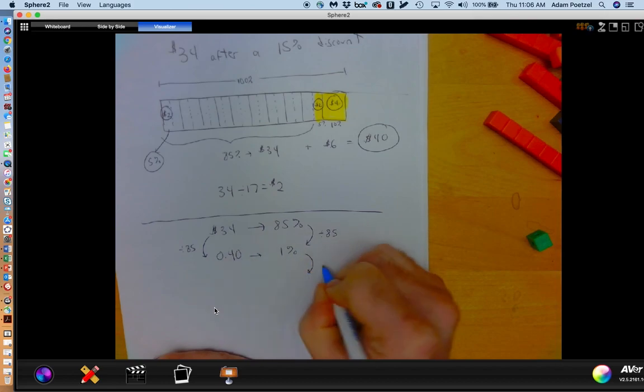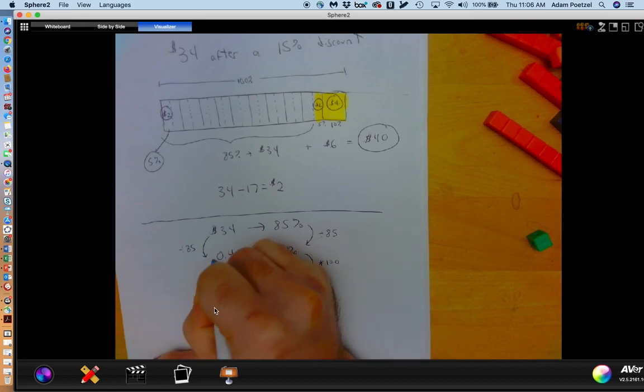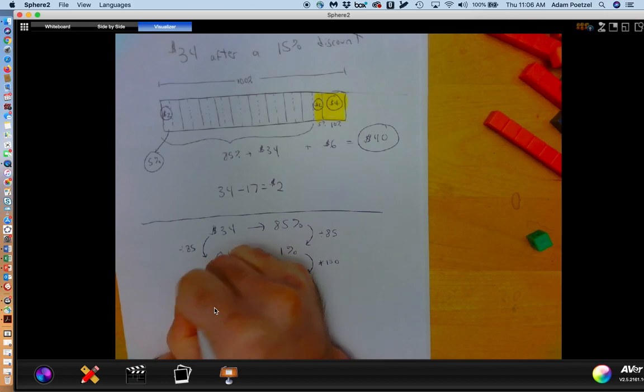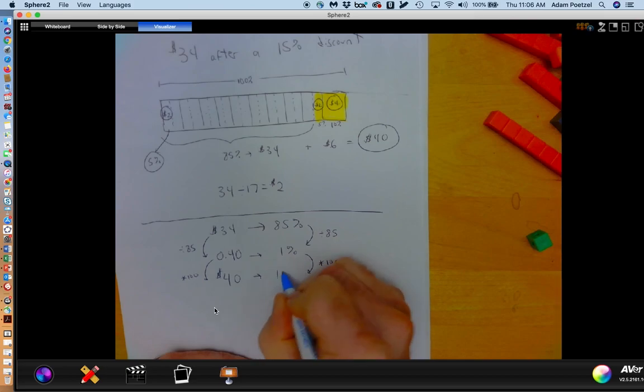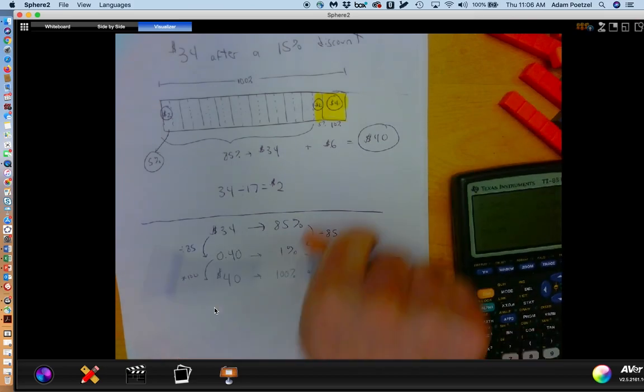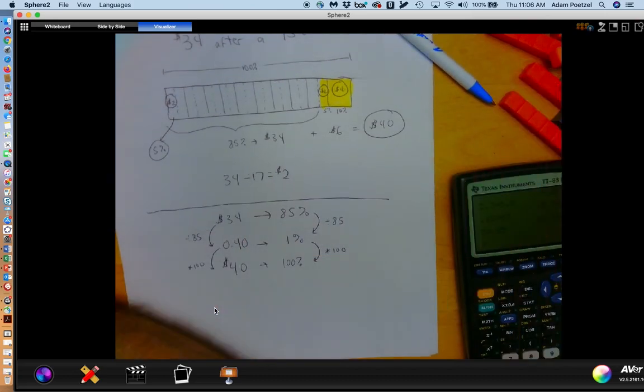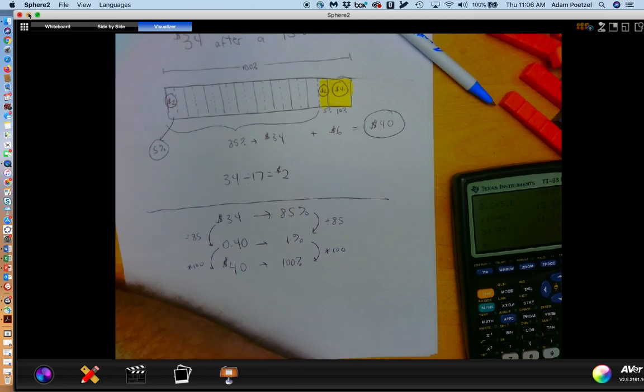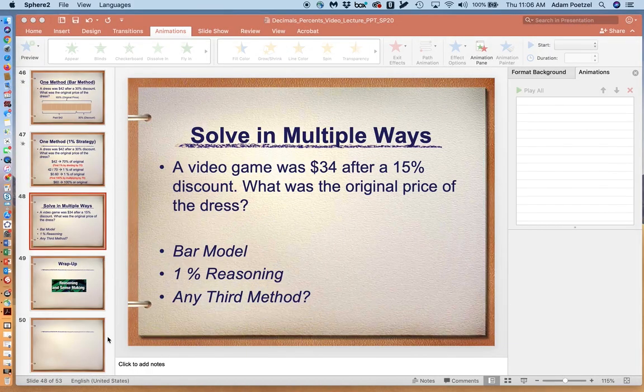Since our goal is to get 100% of the price, we would multiply each of those times 100, and that would give us back to $40 is the same as 100%. And so again, just looking at lots of ways to think about it, just trying to up our ability to think about this in different ways as teachers here. So that's the end here.